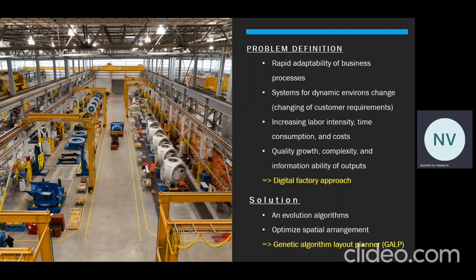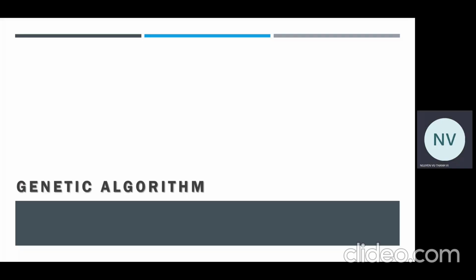Nowadays, with the development of IT tools, meta-heuristic methods can give better results. Typically, we can use the genetic algorithm layout planner, GALP for short. The solution is mainly focused on sorting individual cells without considering the relationship between the cells. Now we move to the second part, the theory about the genetic algorithm.